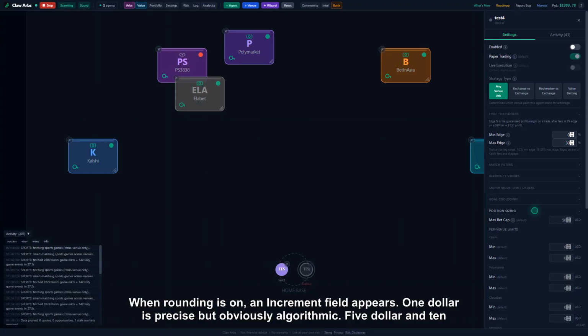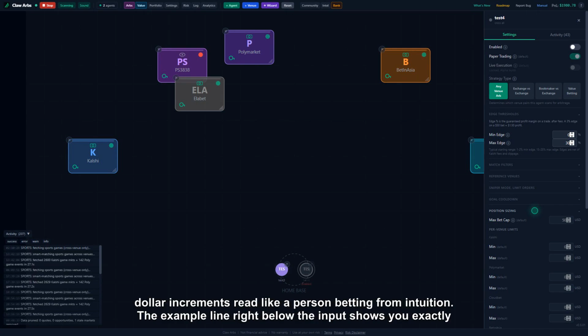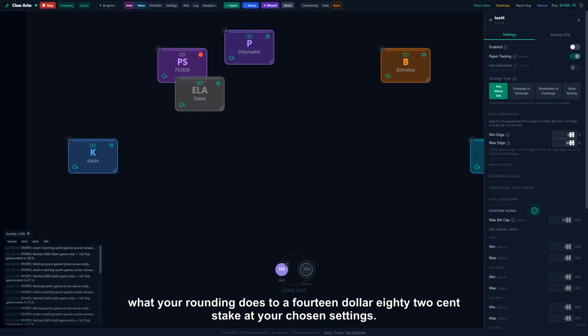When rounding is on, an increment field appears. $1 is precise, but obviously algorithmic. $5 and $10 increments read like a person betting from intuition. The example line right below the input shows you exactly what your rounding does to a $14.82 stake at your chosen settings.